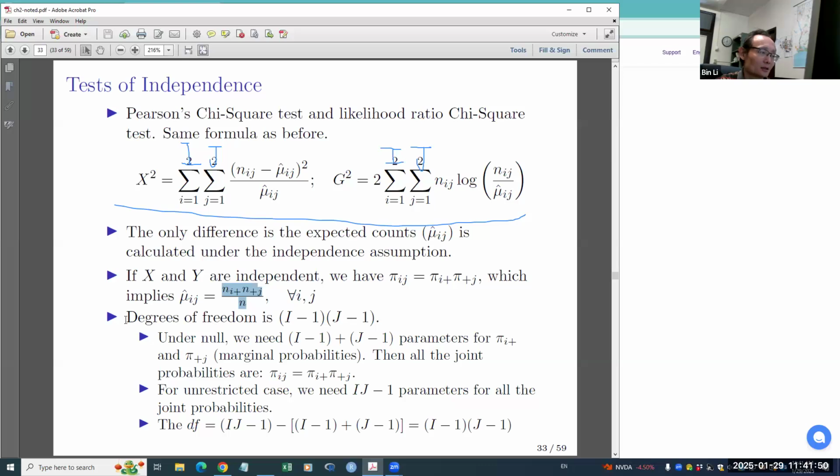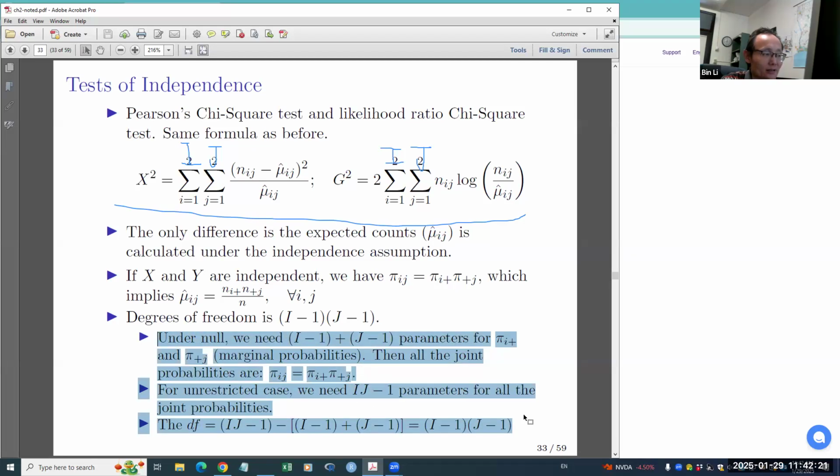Then we can do the chi-square test using these formulas. These are observed counts, that's no problem. But for the expected, we should use this formula. So what is the degree of freedom? The degree of freedom is (I-1) times (J-1). And you may ask why it's (I-1) times (J-1). You can easily check.